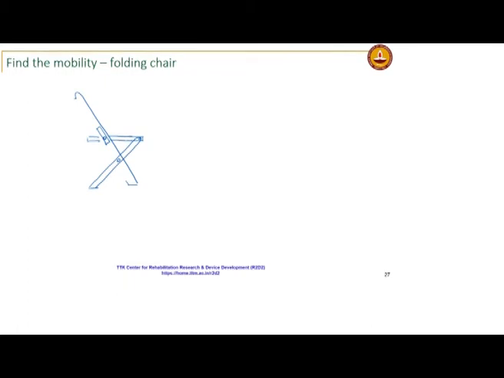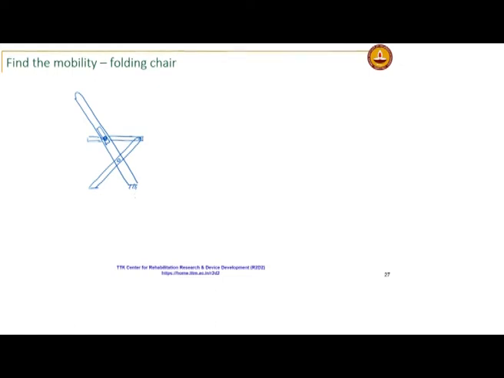Excuse my drawing because it is not letting me erase part of the line. But if I have a folding chair which has a pin that is attached to the seat, okay, that can slide in the slot in this backrest link, what would be my mobility? So, let us consider this link, I fix this link. Usually when you hold the chair and then you try to fold it.